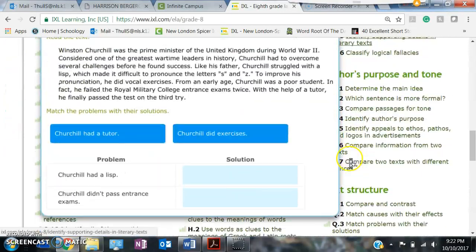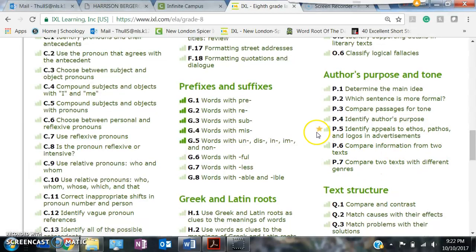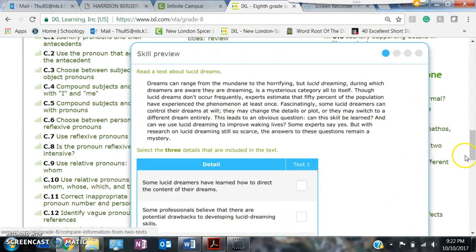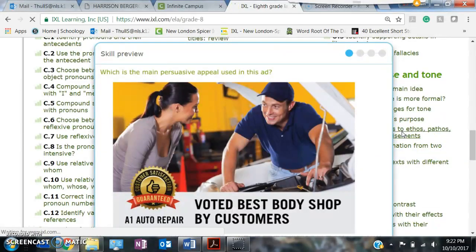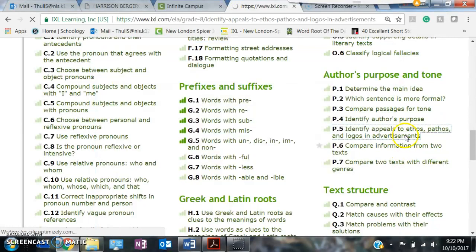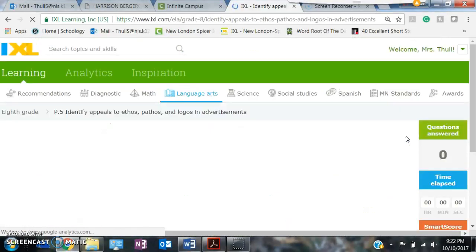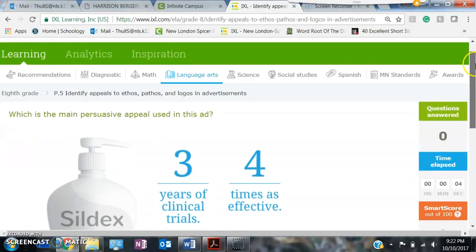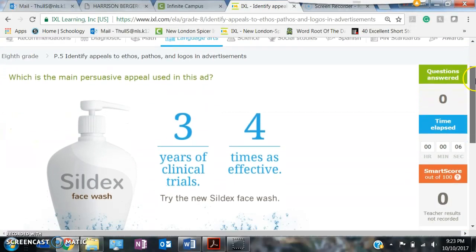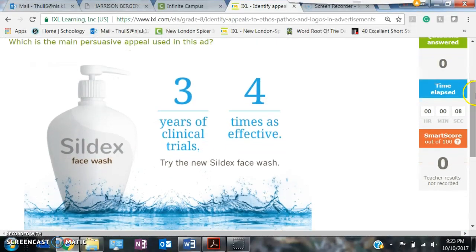So I want you to find the one, I believe it's P. L-M-N-O-P. Okay, so P5 asks us to identify appeals to ethos, pathos, and logos in advertisement. Okay, you guys, I'm going to tell you right now that this is tricky. Okay? It's not one you can rush through. It's not the easiest one that we're going to do. And so make sure you're thinking closely and critically about each of them, and hopefully you'll figure out tricks as you're going.